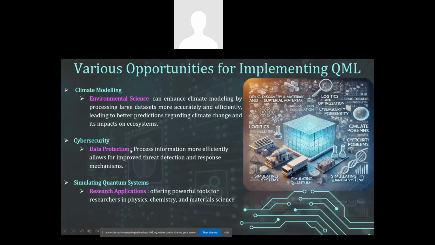And then simulating quantum applications, for research applications. For example, if you take material science, physics, chemistry, or any research and development oriented quantum systems, we need to run simulations to see the results. It will take a lot of time, so we need to run powerful tools to get the results. Those things can be achieved through quantum machine learning.